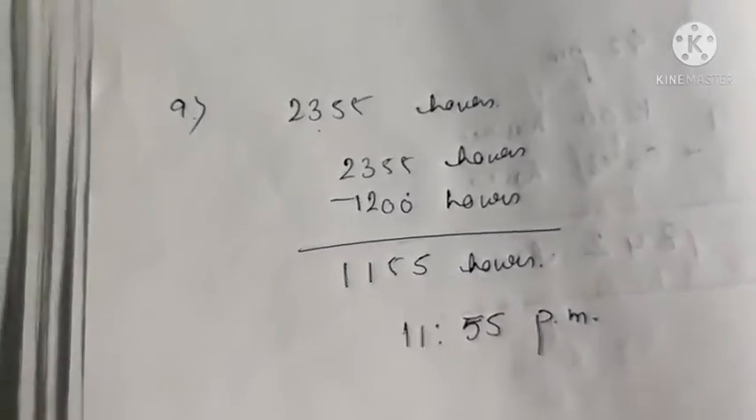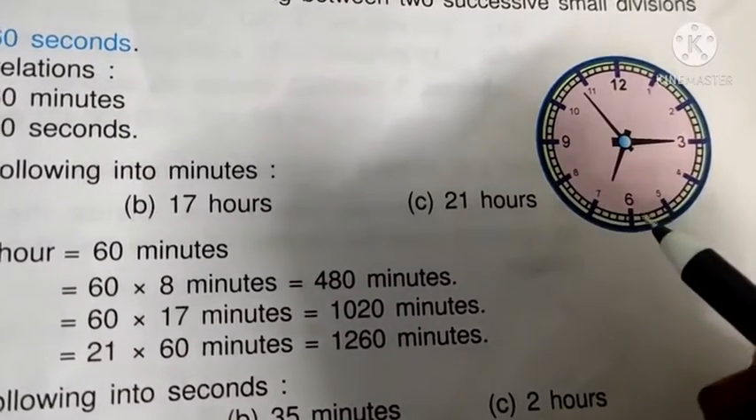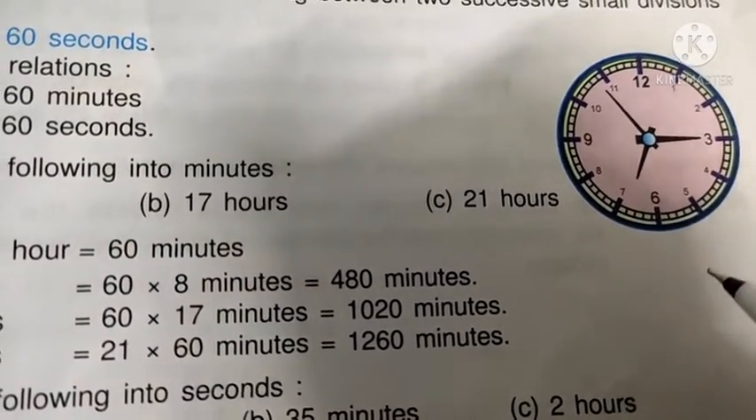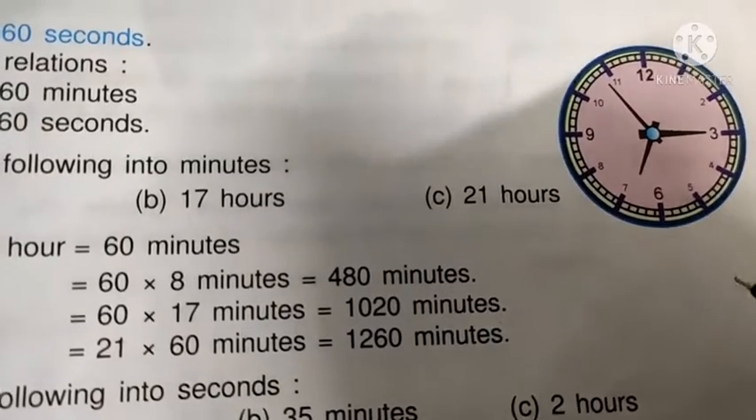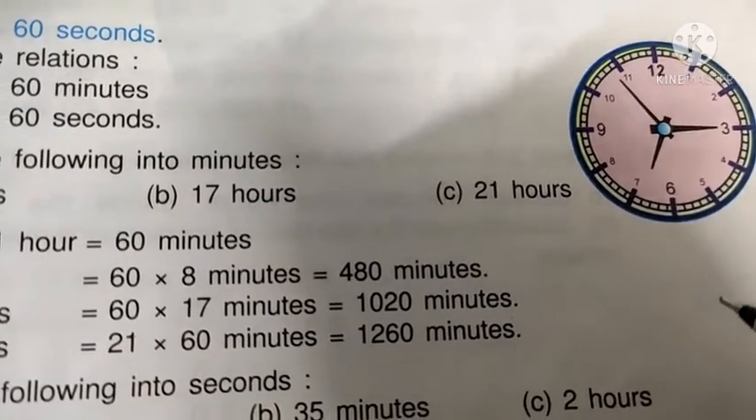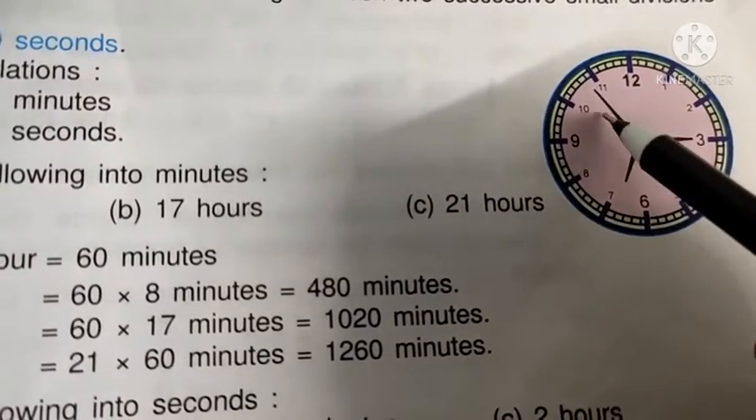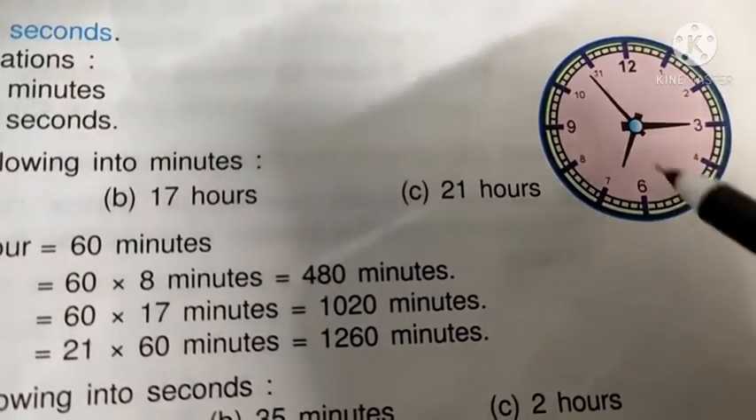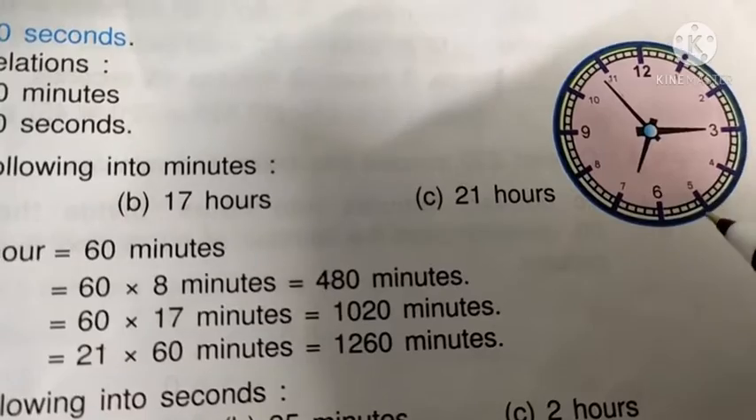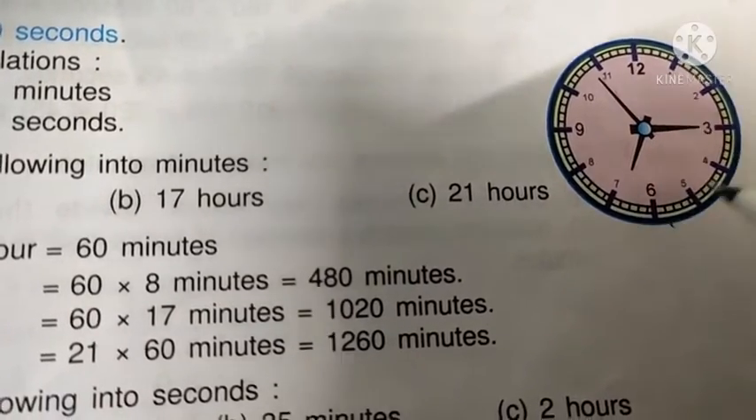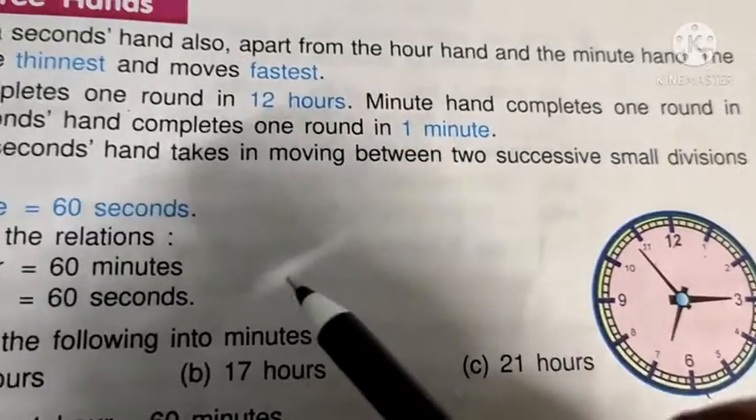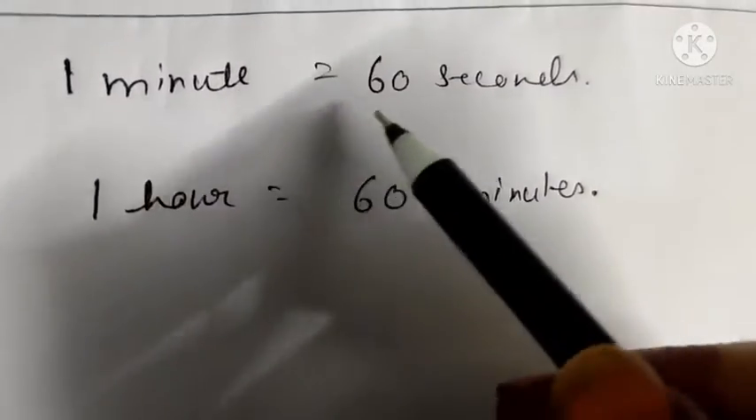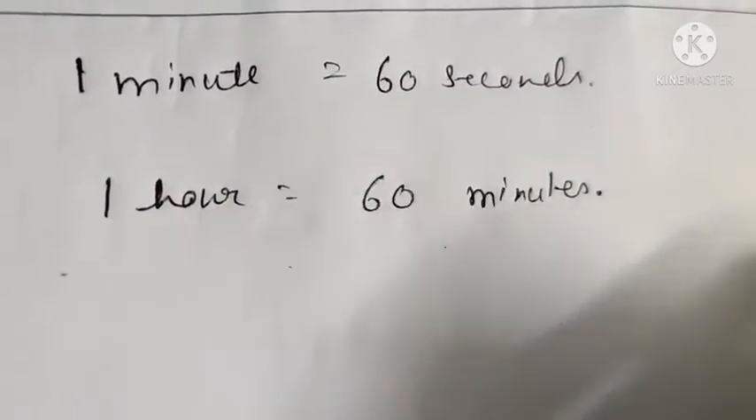In a clock, some clocks have a seconds hand also, and the second hand is the thinnest and it moves fastest. The hour hand completes one round in 12 hours, the minute hand completes one round in 60 minutes, and the second hand completes one round in 1 minute. So 1 minute equals 60 seconds and 1 hour equals 60 minutes.